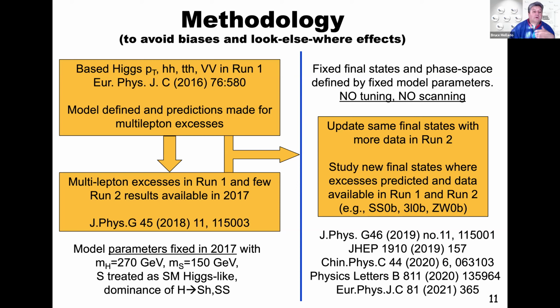So we did this, as already said earlier, based on some features of the round 1 data: the Higgs pT, the HH, the ttH, the bb. We formulated a simplified model that we thought would describe these. And this model, the 2HDM plus S, would predict multi-lepton excesses, which were not originally used to define the model, but are a result of the model. It's a direct prediction from the model. We saw them in run 1 and very little run 2 data in 2017.